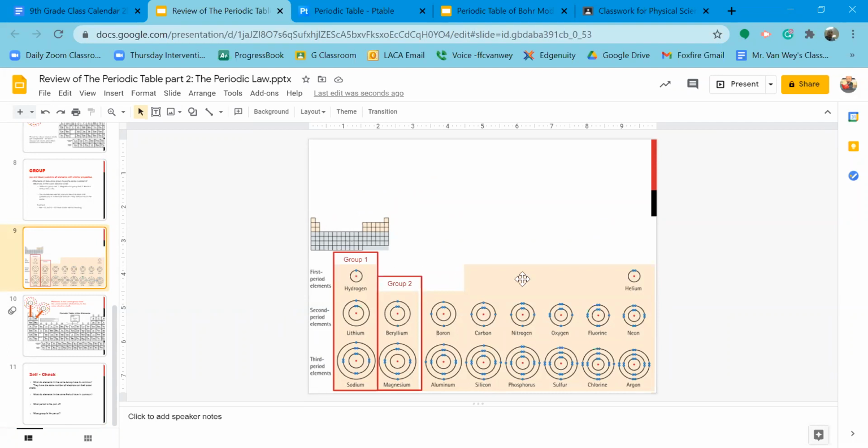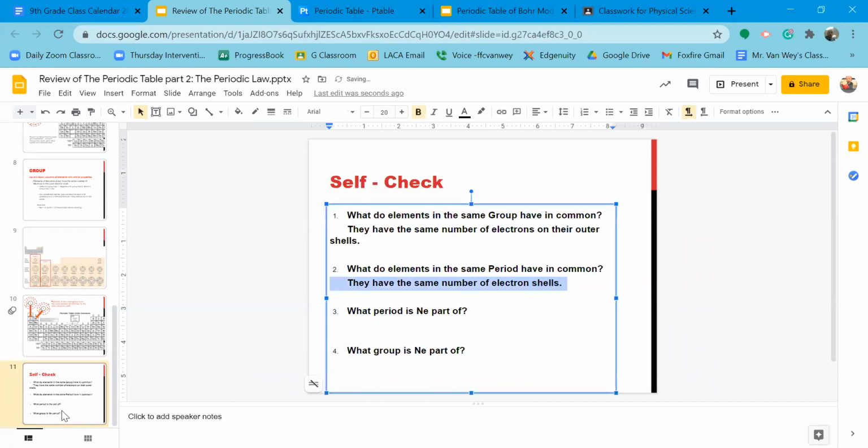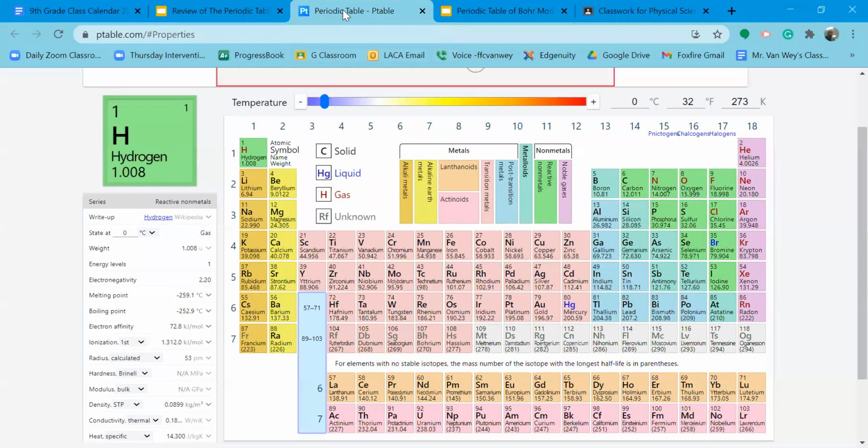So period 1 elements, okay, they have 1 electron shell. Period 2 elements have 2 electron shells. Period 3 have 3, and so on. So then elements in the same period have the same number of electron shells. As we count across the periodic table, lithium and everything to the right of it has 2 electron shells. Sodium, everything to the right of it has 3, 4, 5, 6, and 7.